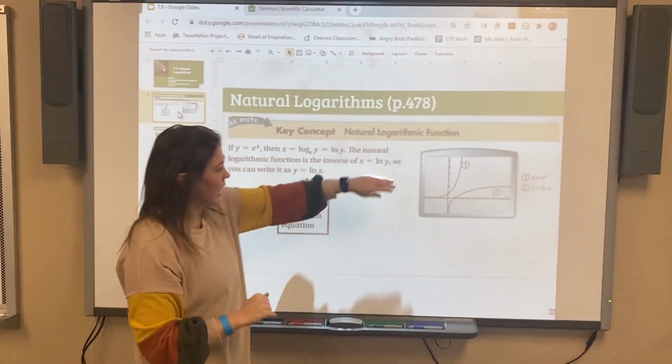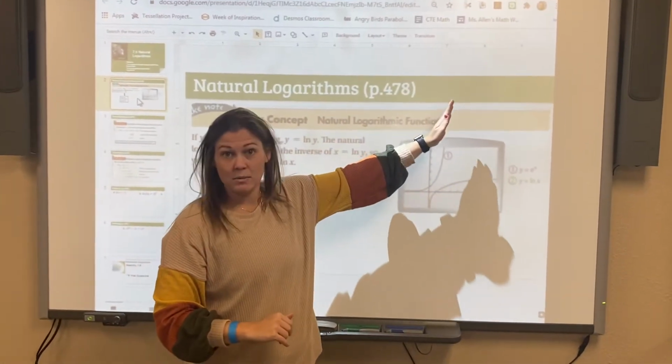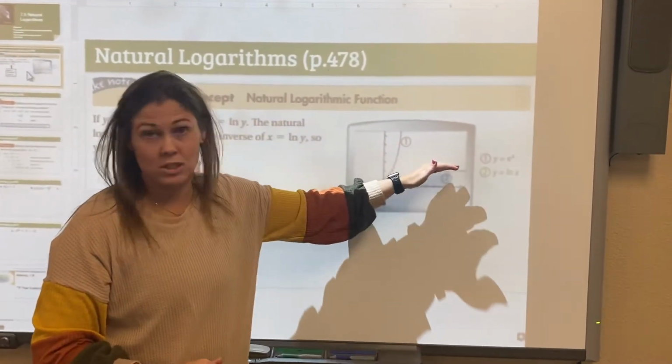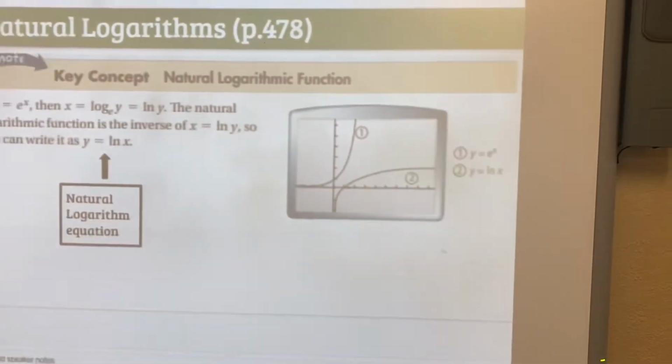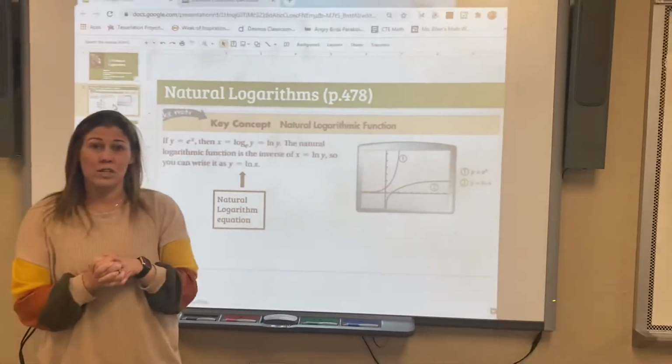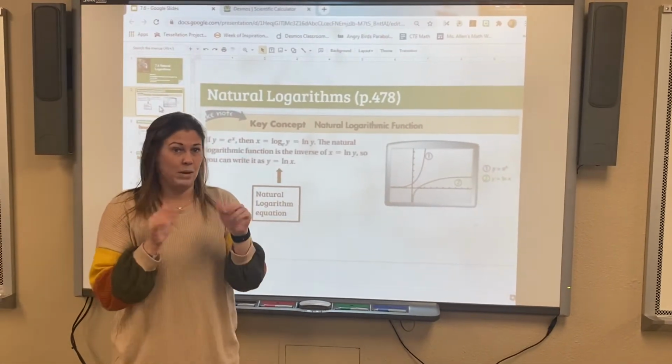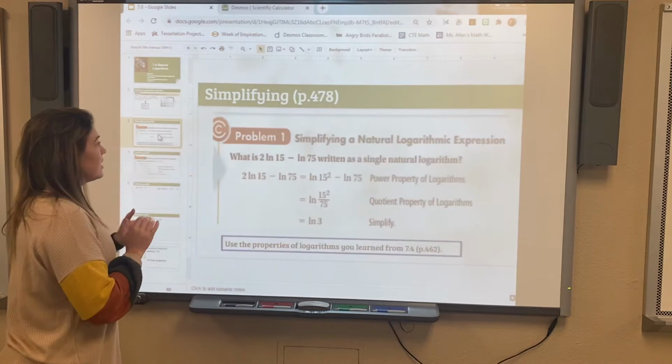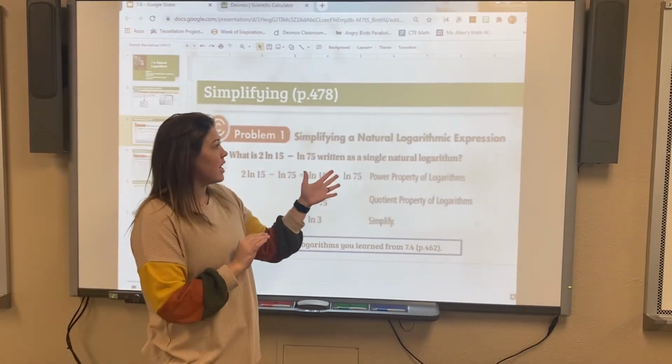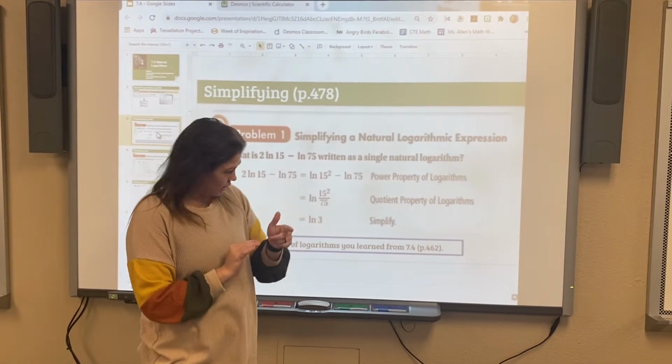If we look at these graphs, this is the graph of e to the x power, and this is the inverse, which is the natural log of x. Okay, so let's look at solving some equations using the natural log in base e. First we have simplifying a natural log expression.